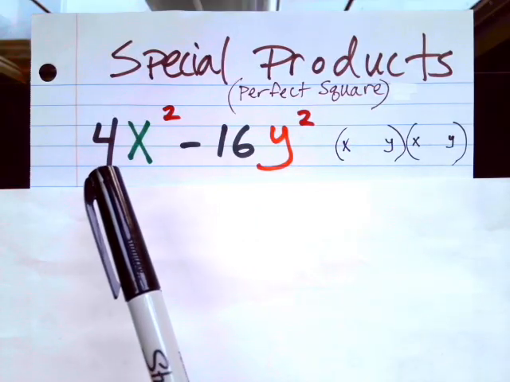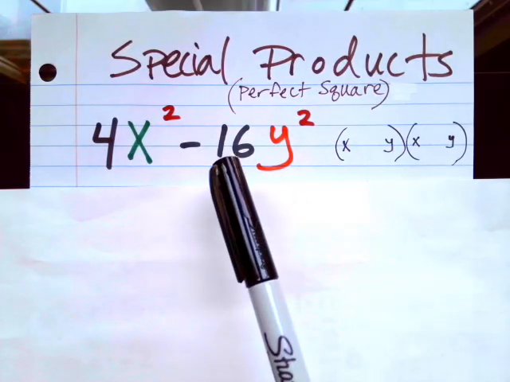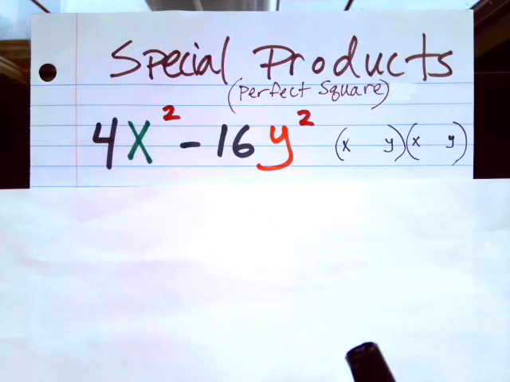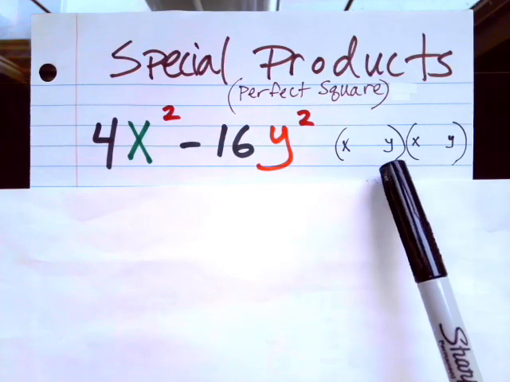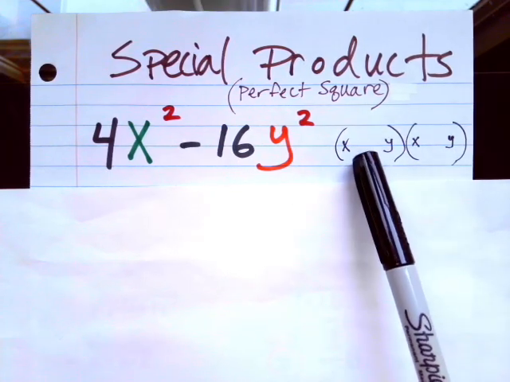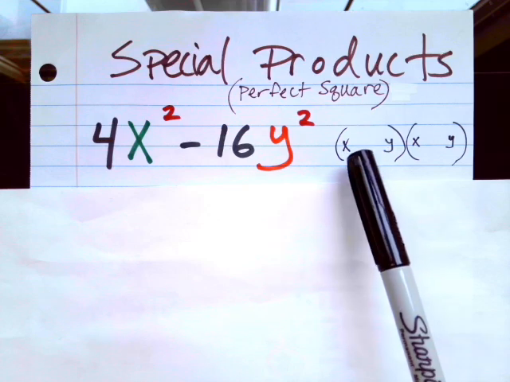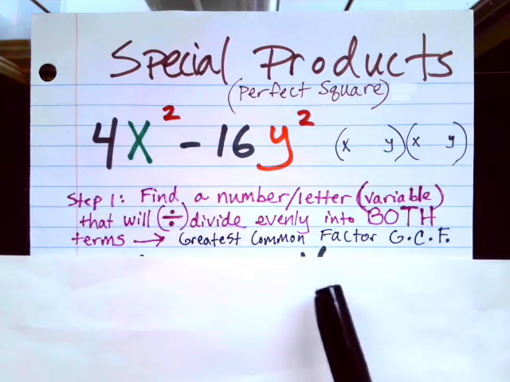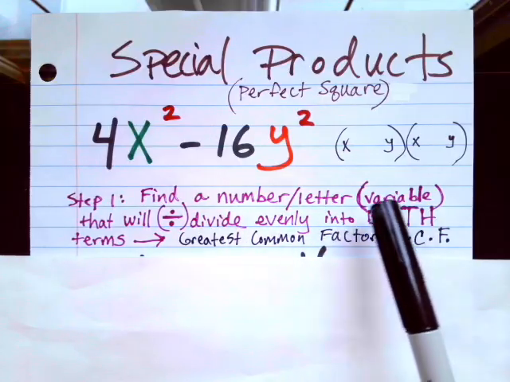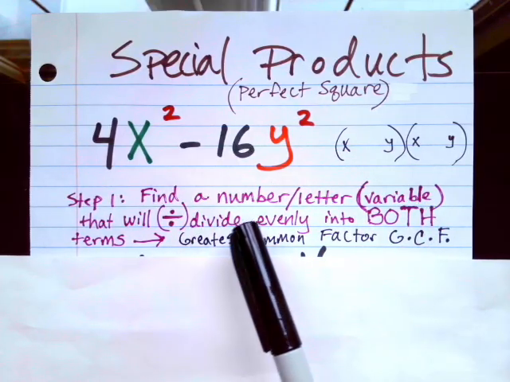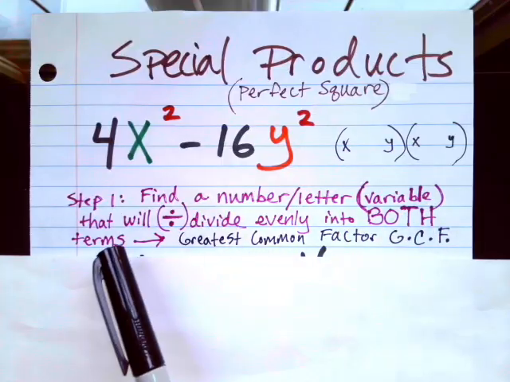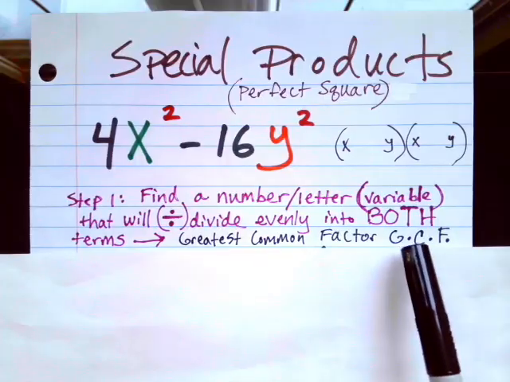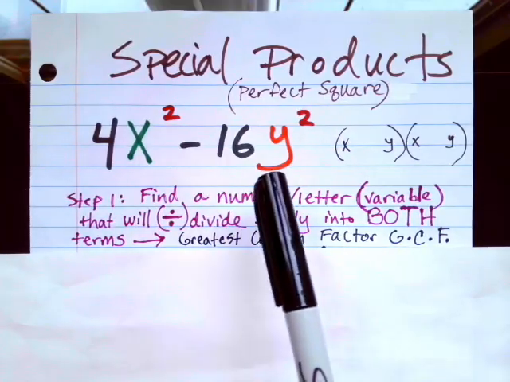And so I'm going to look here and determine, is there a number that I can divide evenly into both negative 16 and 4? Remember, this is my framework. I'm just going to fill in the plus or the minus terms here. So step one, you want to find a number or letter, that's the variable, that will divide evenly into both of the terms we just talked about. That's the greatest common factor between these two terms.